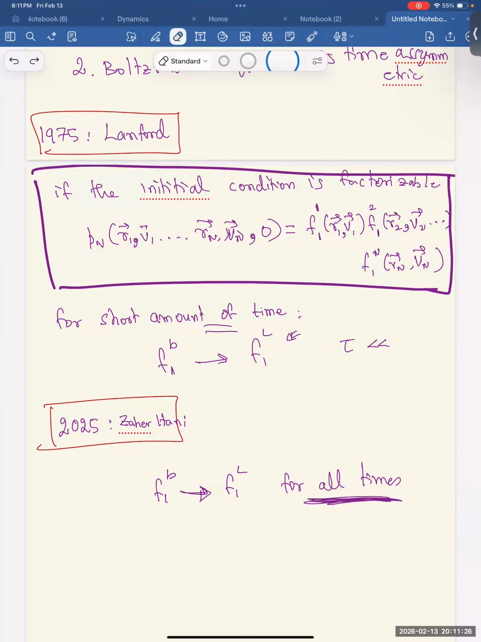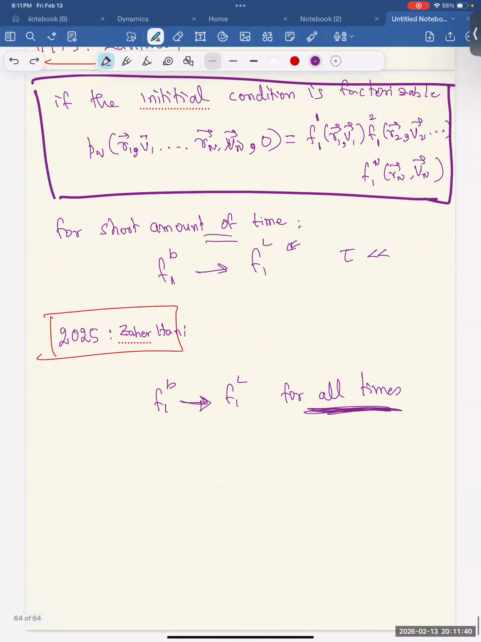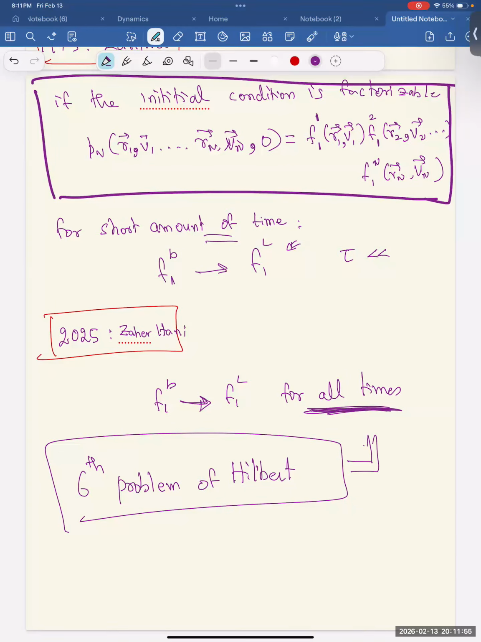The papers are still under review for the past year. They published two papers. The first one was 160 pages. The second one was maybe slightly shorter, but still long. And because they were able to prove it, basically Hilbert's sixth problem of Hilbert was basically this exact problem, right?